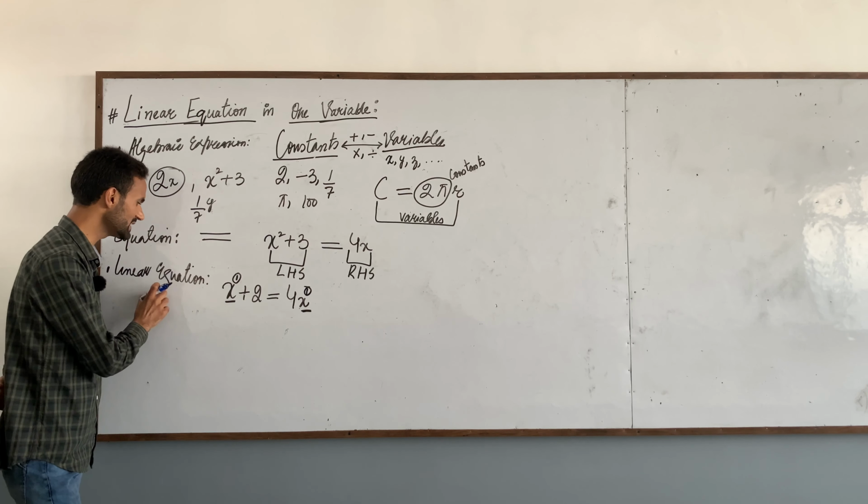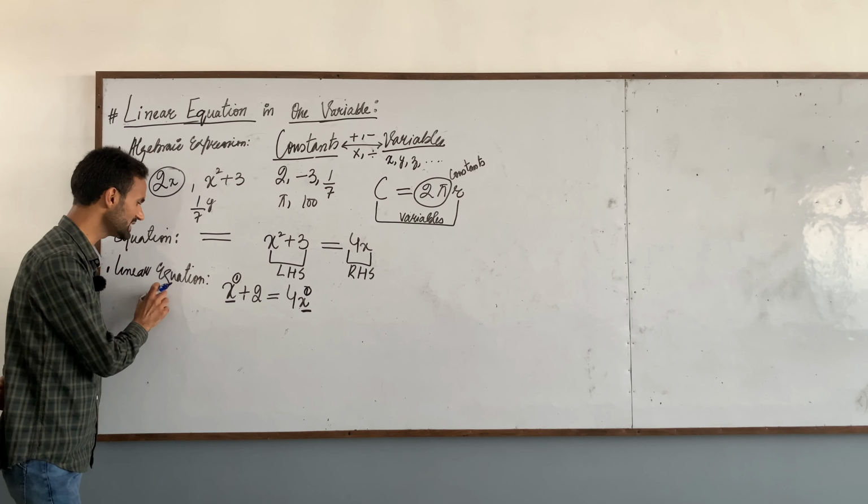Now if I take x² + 2 = 5. First of all, this is an equation. Is it a linear equation? No, it is not a linear equation. Why? Because here the variable has an exponent of 2. So we can't say it is a linear equation. It is an equation, but it is not a linear equation.